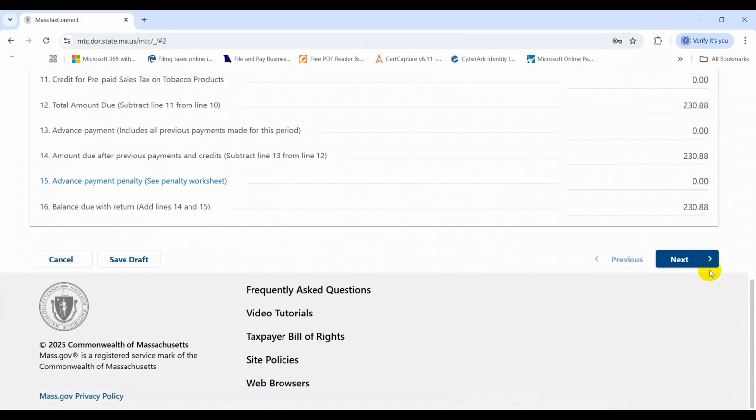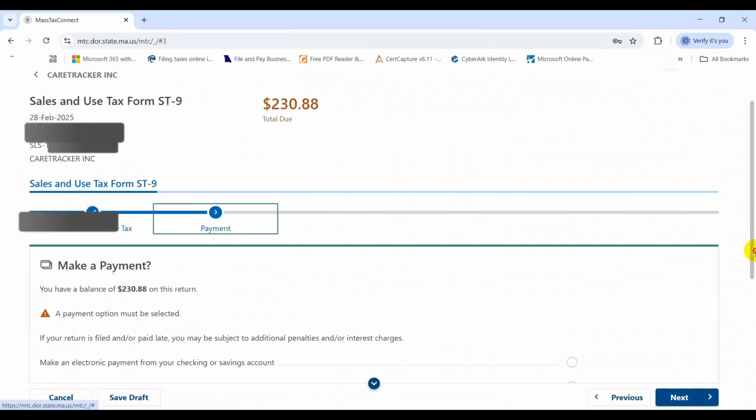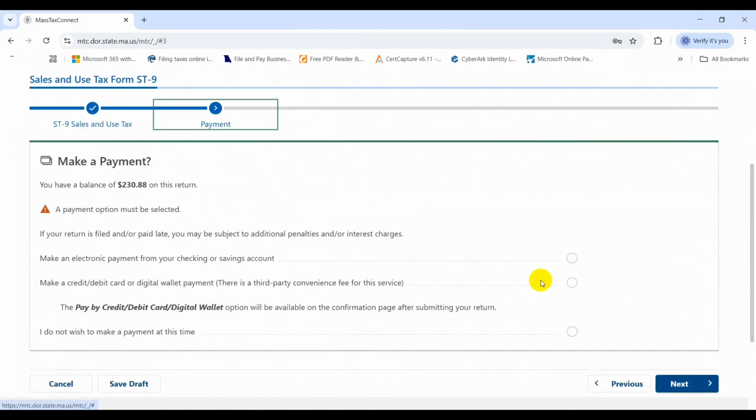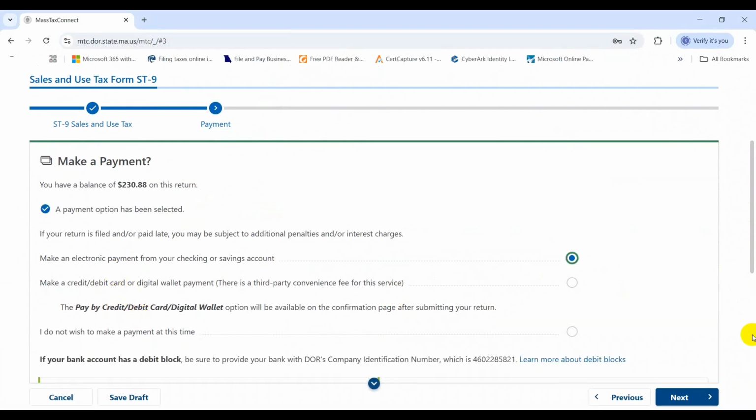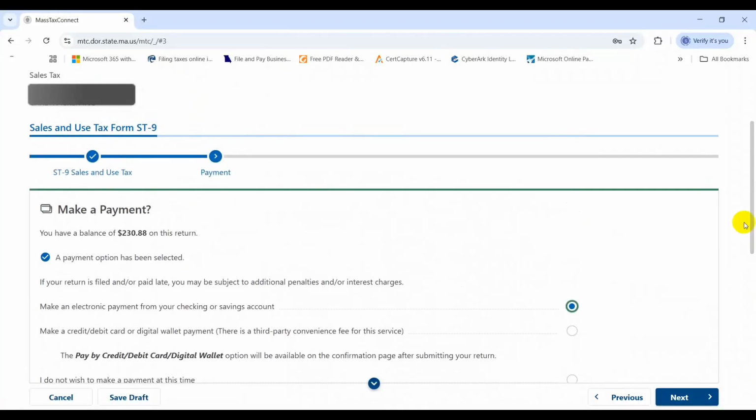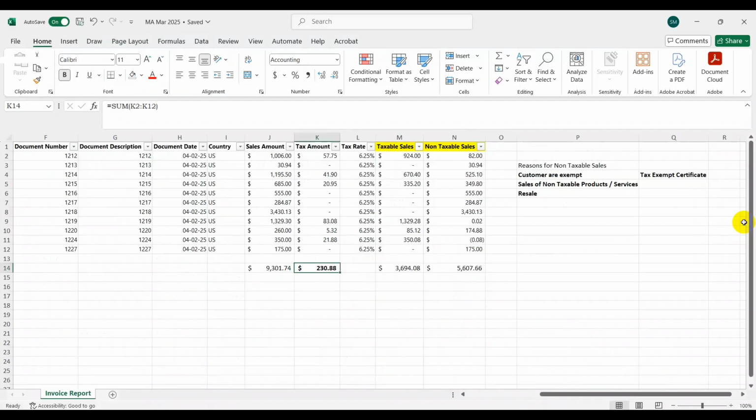So I'll click next here, and then you can just make a payment. You can click on any of these options, whichever works best for you. If you click next, you can input the information of the bank account or the credit card, and then you can make the payment and submit it, and you are done. So again, it's a very simple and straightforward return for this state.